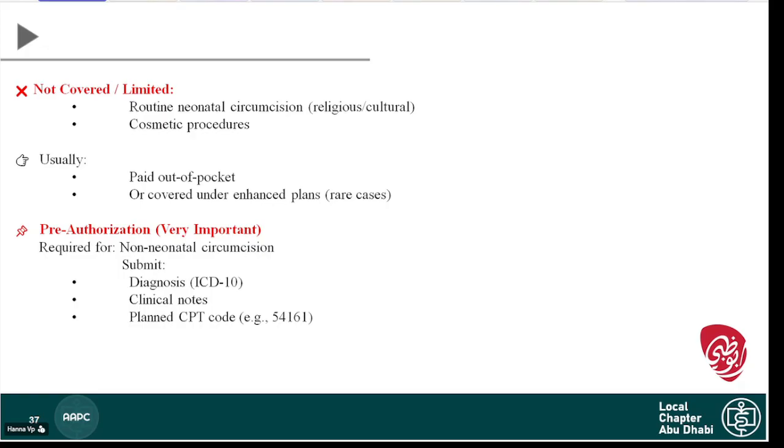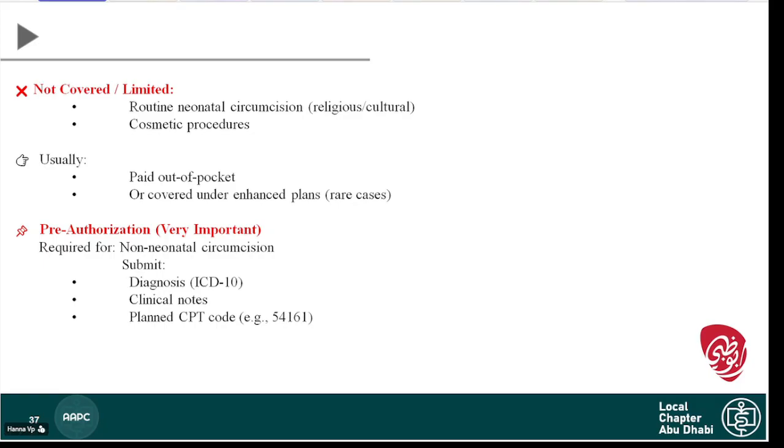And for circumcision, pre-authorization is also very important. What is pre-authorization, guys? Before giving the treatment, we should confirm with insurance whether the service is covered or not. Right? So non-neonatal circumcision needs a pre-authorization. We should submit the diagnosis, the proper ICD code, clinical notes, and the planned CPT code. That means which CPT code they have planned. I mean, which treatment method they are going to do. It should be needed for the pre-authorization also.